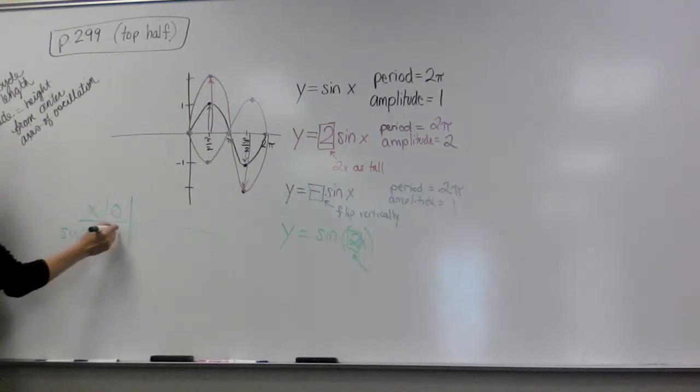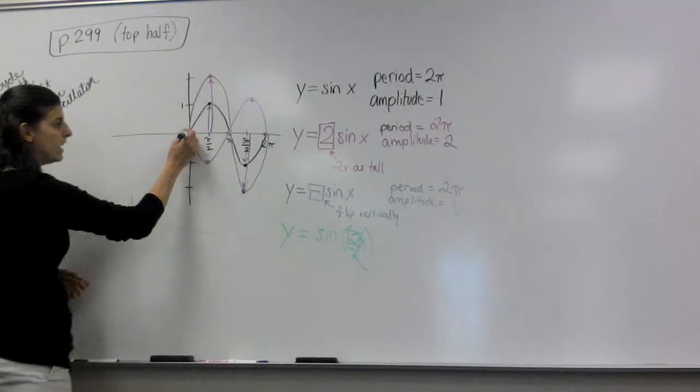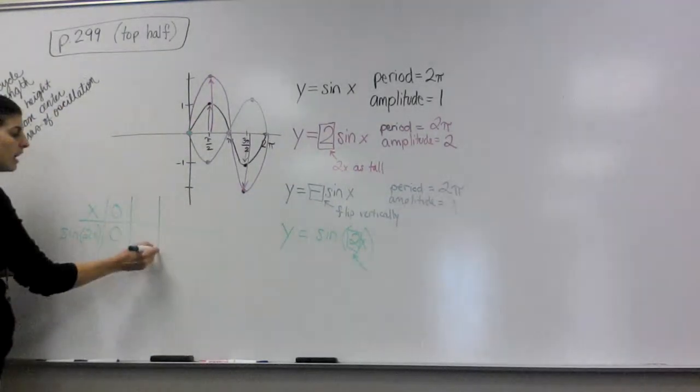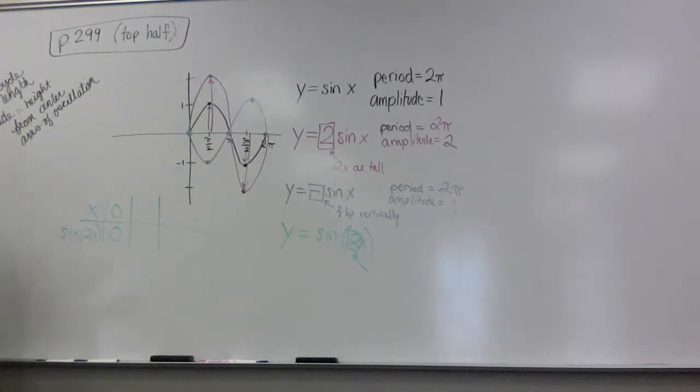So the sine of 2 times 0 is still going to be 0. Okay, so I put a dot on the origin. And that makes sense because we did not shift the graph at all, so we should still be at the same starting point. We'll call it a starting point for lack of a better word.